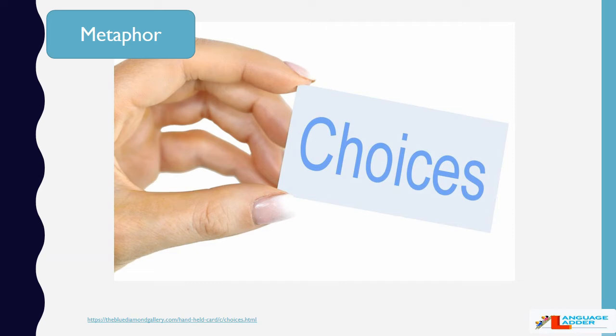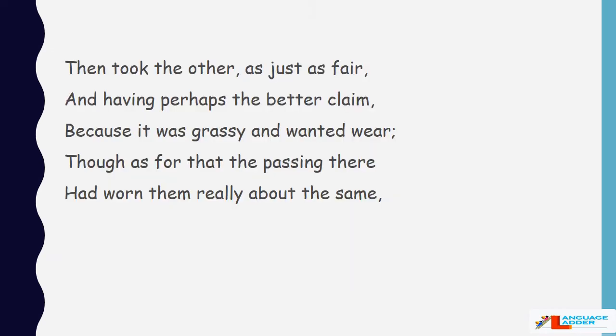Let's move to the next stanza, the second stanza. Then took the other as just as fair, and having perhaps the better claim, because it was grassy and wanted wear. Though as for that the passing there had worn them really about the same. So, the second stanza starts with the poet's decision to take the other road.